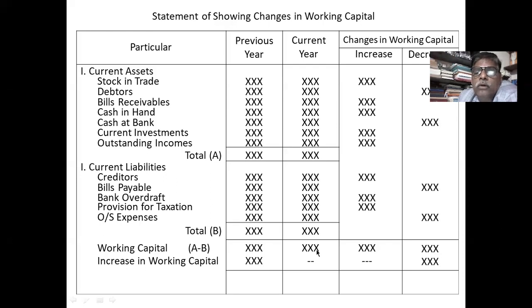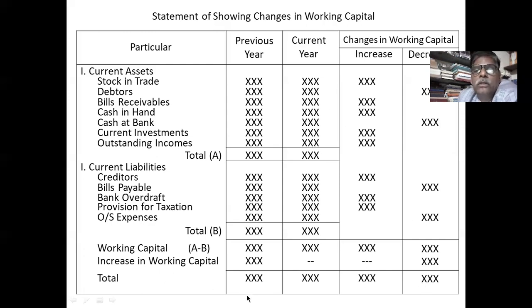First column, second column, compare. If there is an increase in the working capital, you write the difference here. If there is a decrease in the working capital, it goes to the second column. And as per the adjustment, you have to write the total, balancing figure. And last, you take the total. First column total is equal to second column total. Third column total is equal to fourth column total.